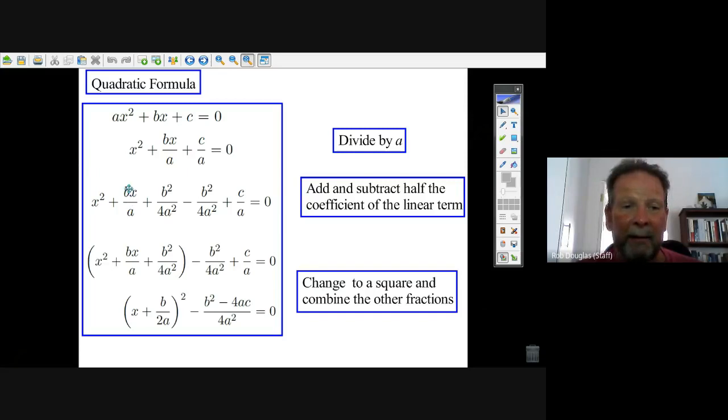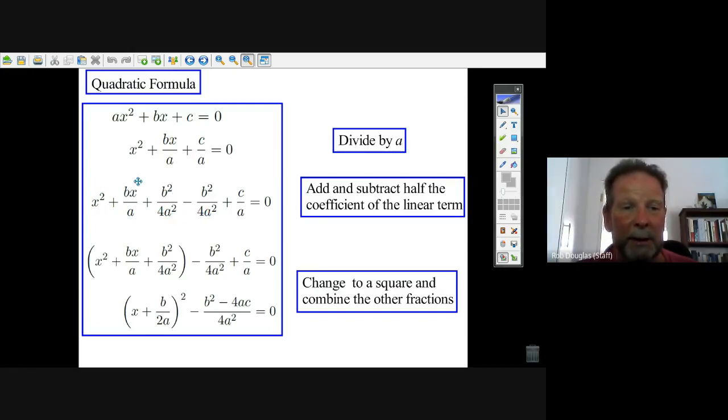So we look at the coefficient of x, the linear term, b over a. We take half of it, which is b over 2a, and then we square that. b over 2a times b over 2a. If you square it, you get b squared over 4a squared. So there we are, we just completed the square. And we subtracted so that we don't change the equation. We subtract the exact same thing.